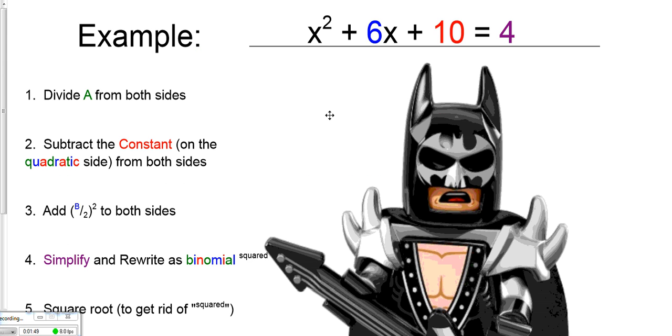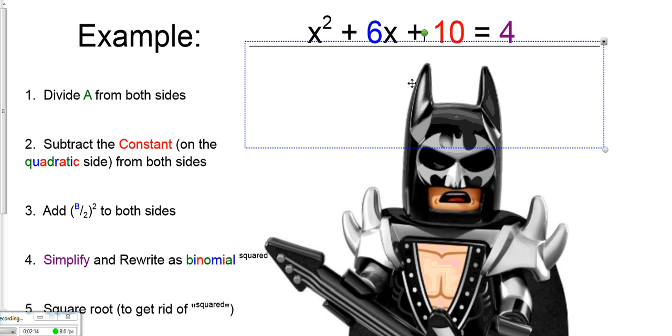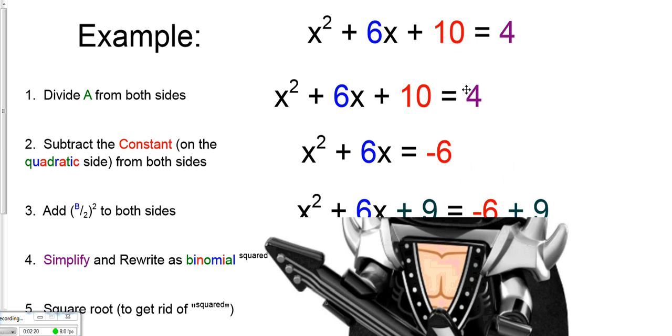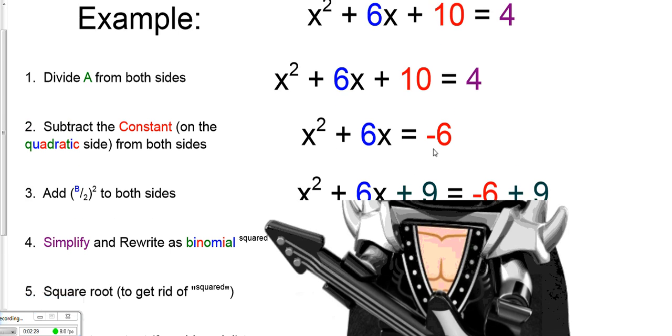Let's see how that works in an example. We start with this equation, x squared plus 6x plus 10 equals 4. Our first step, remember, is to divide a from both sides. Now in this case, our a is 1, so dividing by a doesn't really change anything. The next thing we need to do is subtract the constant. In this case, it is 10, so we're going to subtract 10 from both sides. Let's get rid of that, and get rid of that. When we subtract the 10 from both sides, now it's just x squared plus 6x equals negative 6. 4 minus 10 gives us a negative 6.